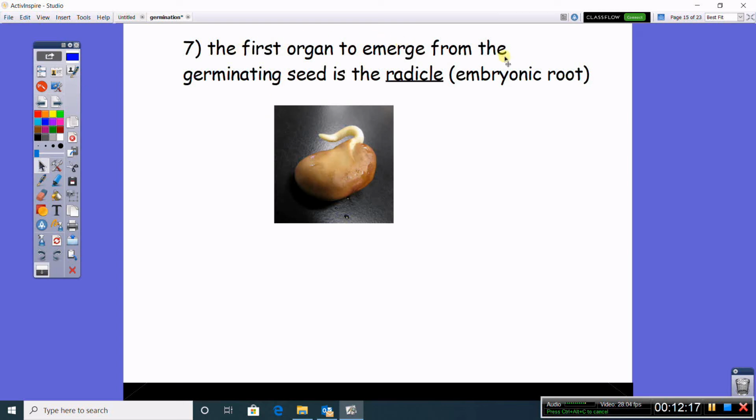So the first organ to emerge from the germinating seed is the radicle. In the videos that I'll show you, they're not really animations. I want you to look for that. I want you to see that the radicle is what's coming out first, and you'll probably see some root hairs associated with that.